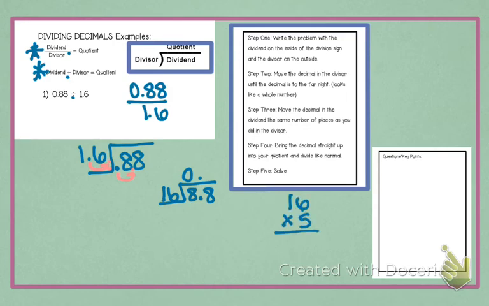So we pick a number that we think might be right. 6 times 5 is 30. Bring your 3 over here. 5 times 1 is 5, plus 3 is 8. So 16 times 5 is 80. We subtract, and we have 8 left over. So we add a 0 to the dividend and bring it down. And then 16 times 5 again is 80.